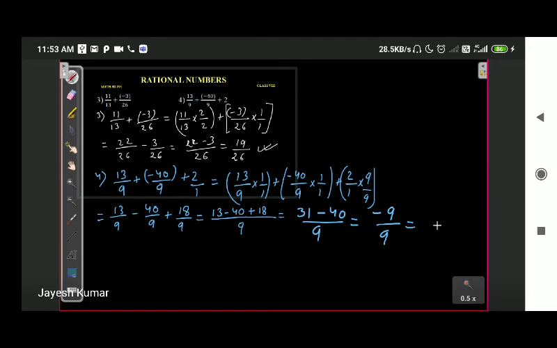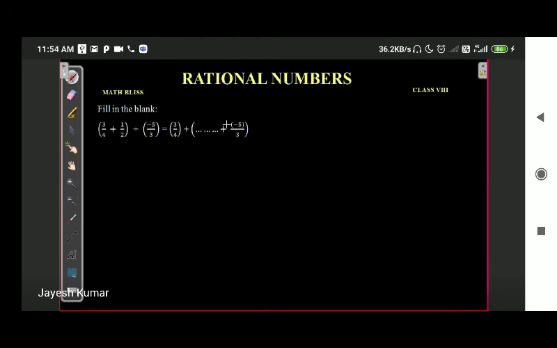So the final answer will be minus 1. We simplify, minus 9 upon 9, and the final answer will be minus 1. Okay? I hope it is understandable. Okay, move on. Next is a question from the second exercise, the application of rational numbers.